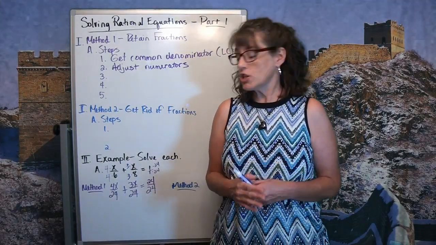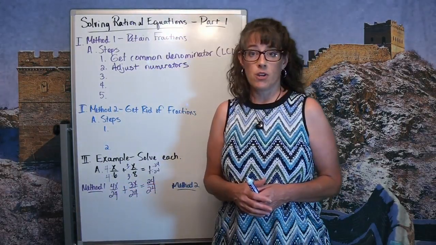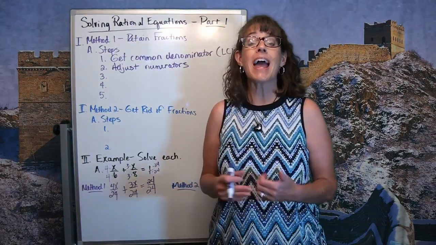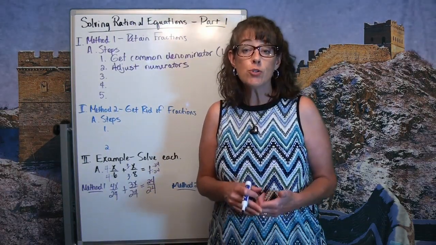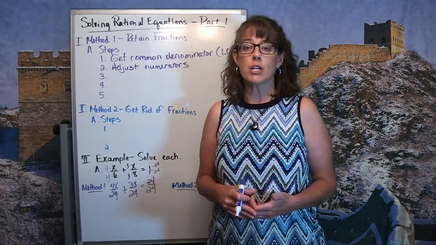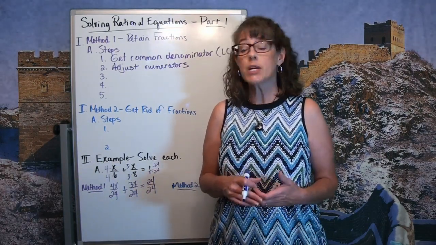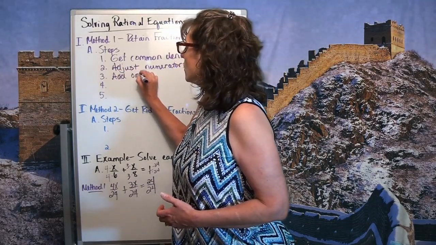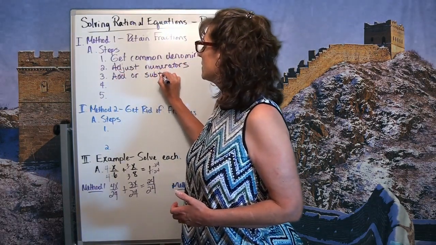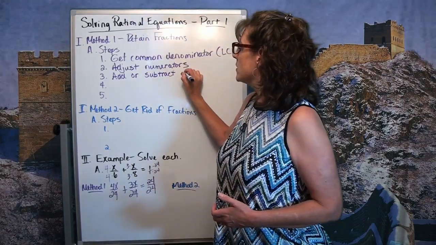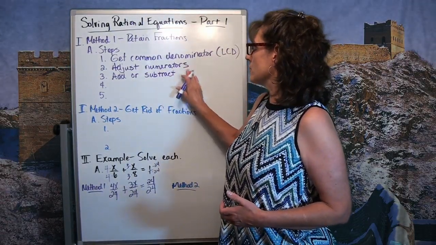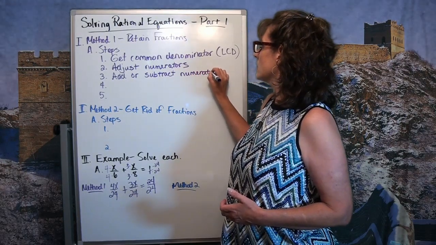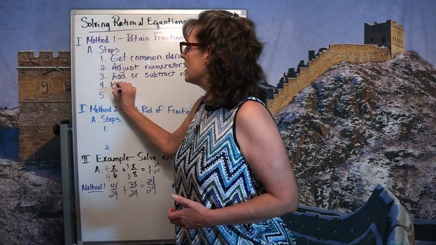Think basic fractions. In other words, if there was no x here, and you had a 4 over 24 and a 3 over 24, and you were adding them, what would you do? Certainly, you would add those numerators and you would keep the denominator. So you are going to add or subtract the numerators, and then you're going to keep that denominator.